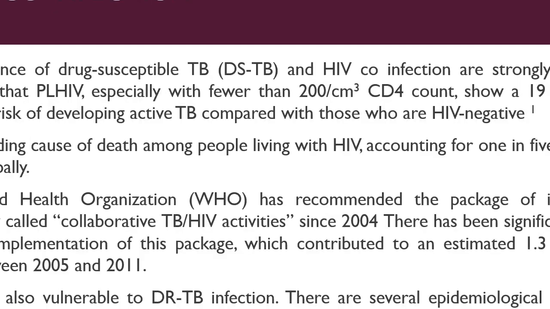Why is TB HIV co-infection important? TB and HIV are strongly linked, and it is estimated that persons living with HIV, especially those with low CD4 count, have a 19-fold increased risk of developing active TB compared to persons who are HIV negative. TB is a leading cause of death among people living with HIV, and it accounts for about 1 in 5 HIV related deaths globally.